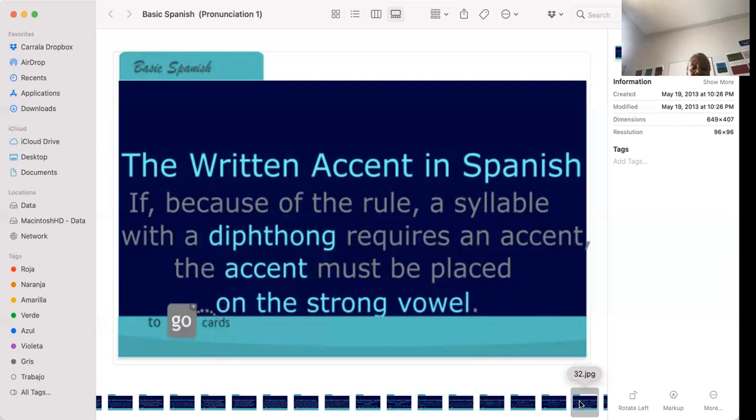Okay. If, because of the rule, a syllable with a diphthong requires an accent, the accent must be placed on the strong vowel. So if you're talking about the next to the last syllable or the last syllable, and you have two letters, one weak, one strong, that form a diphthong, and you have to put an accent, then the accent is on the strong vowel, not on the weak vowel.